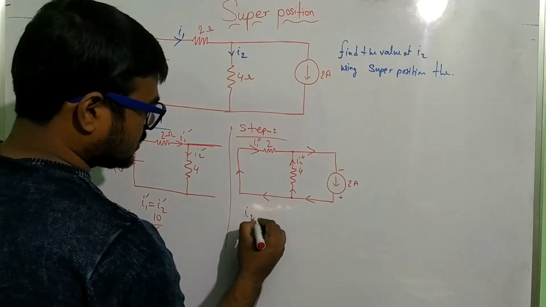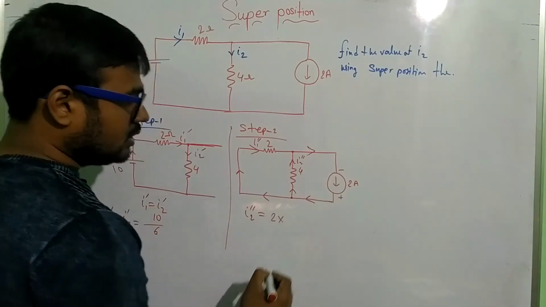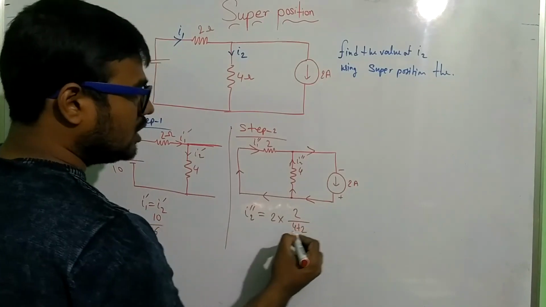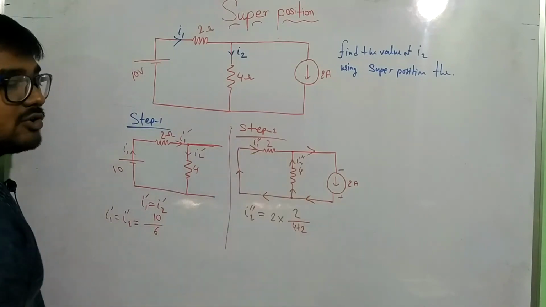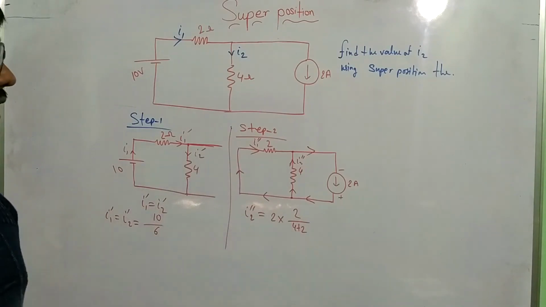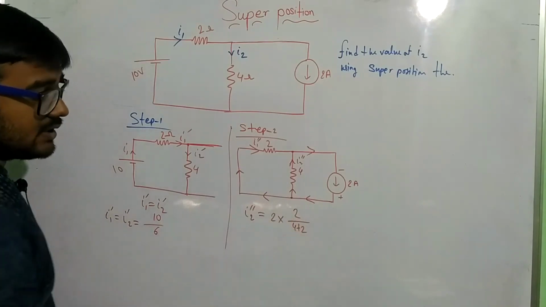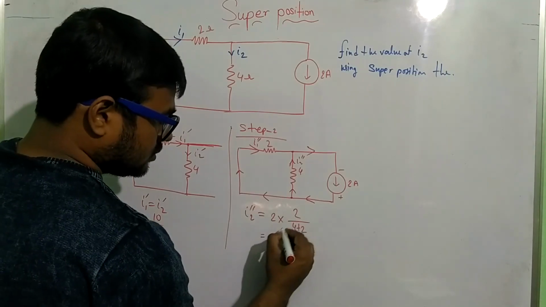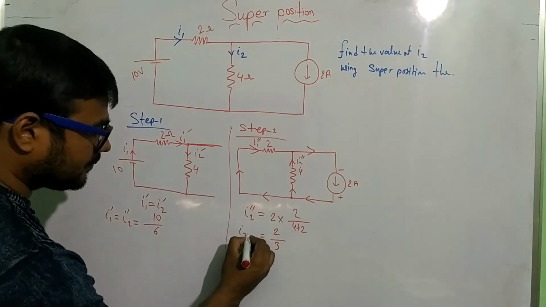Now I am finding I2 double dash. So I2 double dash equals the main current. So this is our source current, 2, into the opposite resistance, meaning 2, divided by the sum of resistance 4 plus 2. Here the opposite resistance is 2. Why? Because the branch currents are I1 dash and I2 dash. So the branch current I1 dash flows through the 2 ohm resistance. That's why we can say this is the opposite resistance 2. Now 6, so 2 by 3 is the answer, I2 double dash.